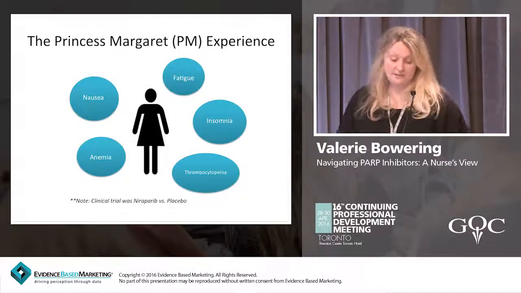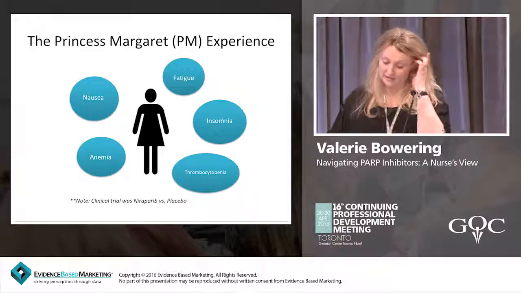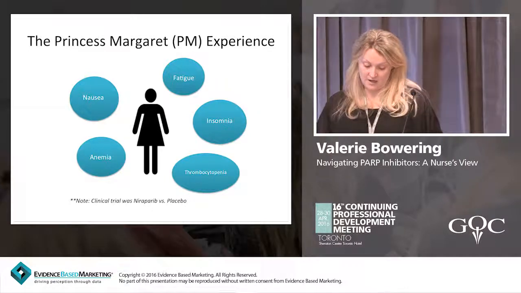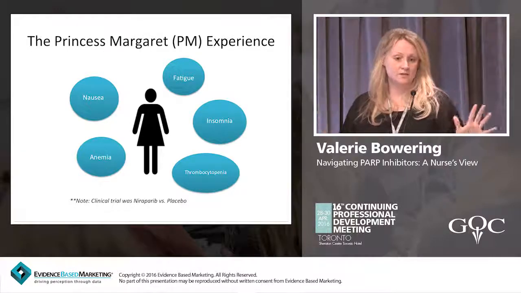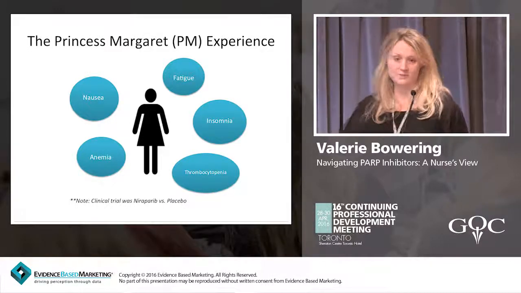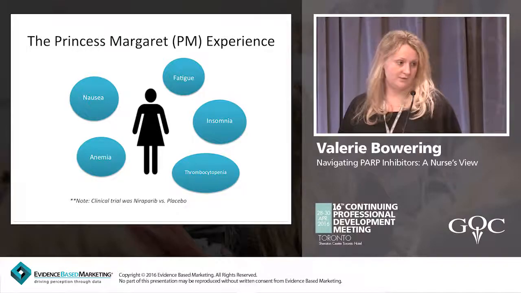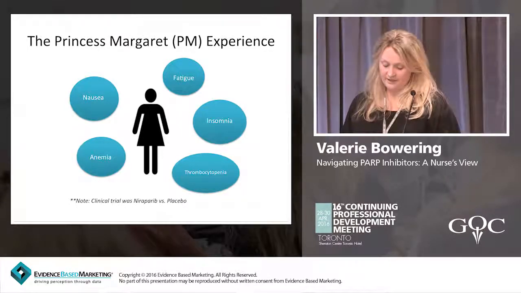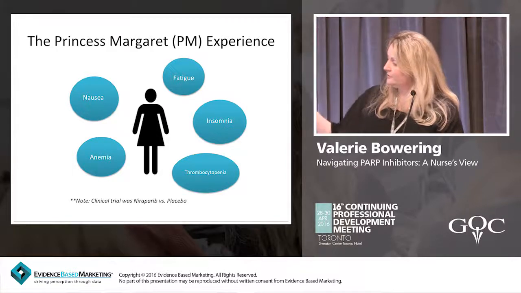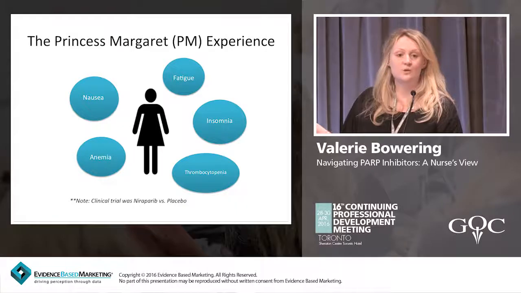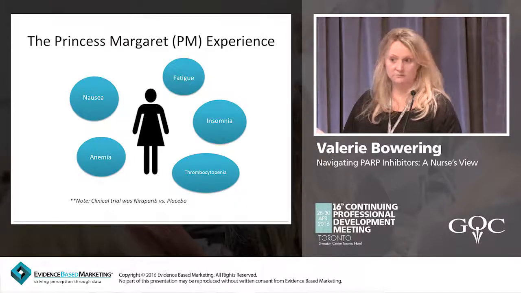So this was our experience at Princess Margaret. We had nausea, fatigue, insomnia, thrombocytopenia, and anemia. The bubbles don't represent numbers, so we didn't have more thrombocytopenia than nausea or anything like that. It's just font, truthfully. If you look back at the previous slide, there wasn't a whole lot of difference between what they were reporting and what we actually saw in real life.